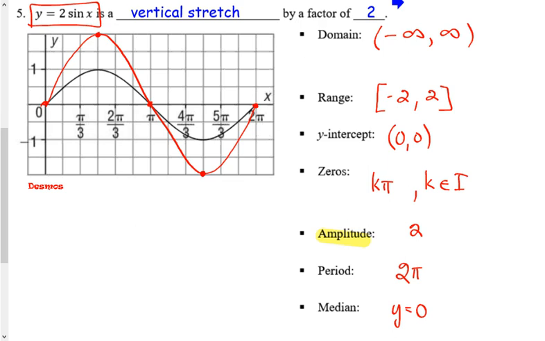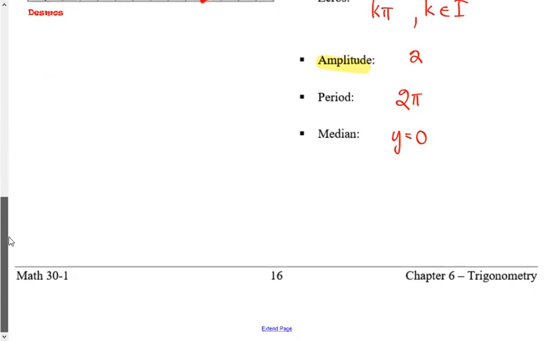Range: our minimum is -2, maximum +2. It reaches those values, so we need the square brackets. Y-intercept is at the origin, (0, 0). The zeros are at 0, then pi, then 2 pi, 3 pi, 4 pi. And so I'm just saying it's going to be k pi, where k is an integer, so multiples of pi. Amplitude is 2 because of that vertical stretch. Period is 2 pi. That's the scale we were given in radians. And when we talk about the median or the center line, we always want an equation. So don't just say it's 0, but actually write the equation y equals 0.